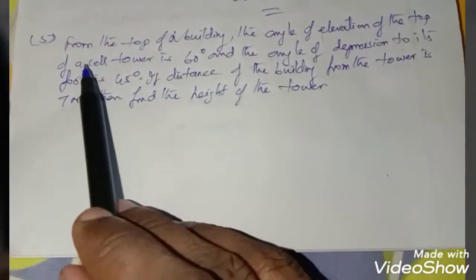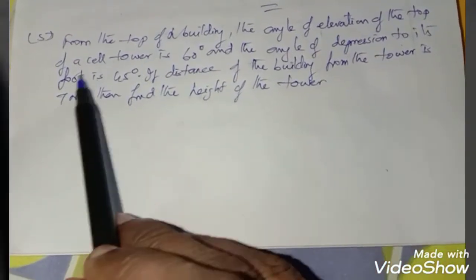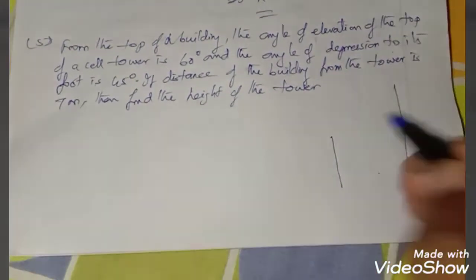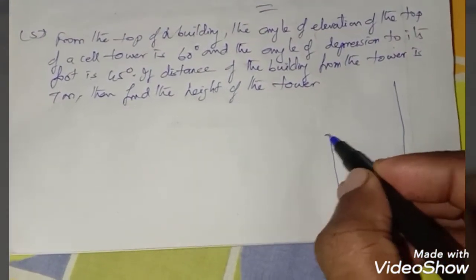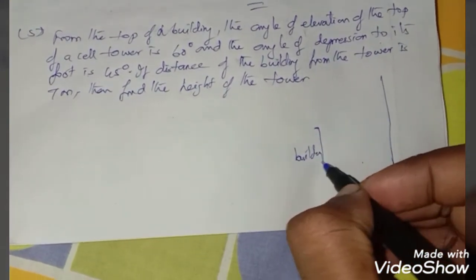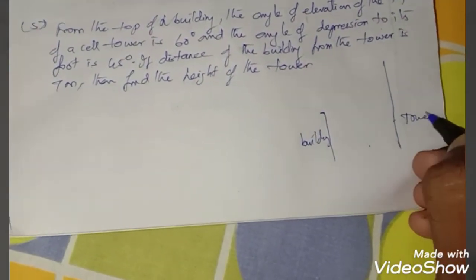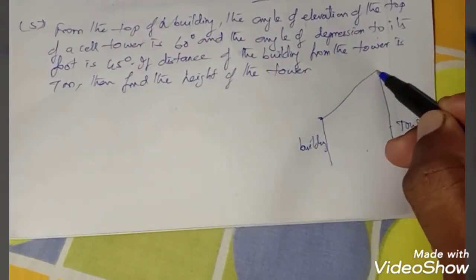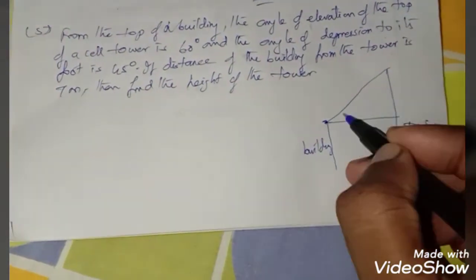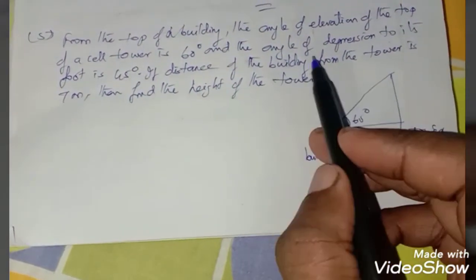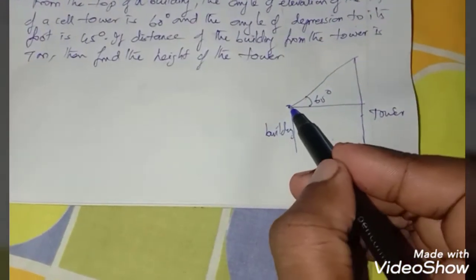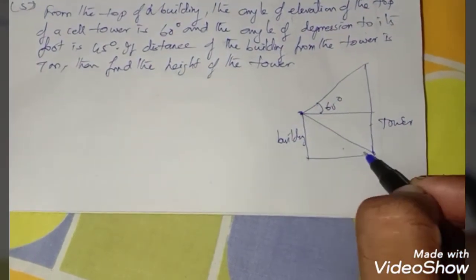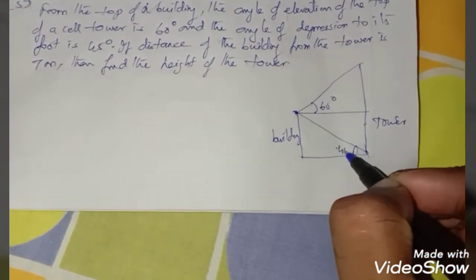Okay, so your next question is: from the top of a building, the angle of elevation of the top of a cell tower is 60 degrees. So here you have a building and here you have a tower. From the top of the building, the angle of elevation of the top of the tower is 60 degrees, and the angle of depression to its foot, underneath the building, is 45 degrees.